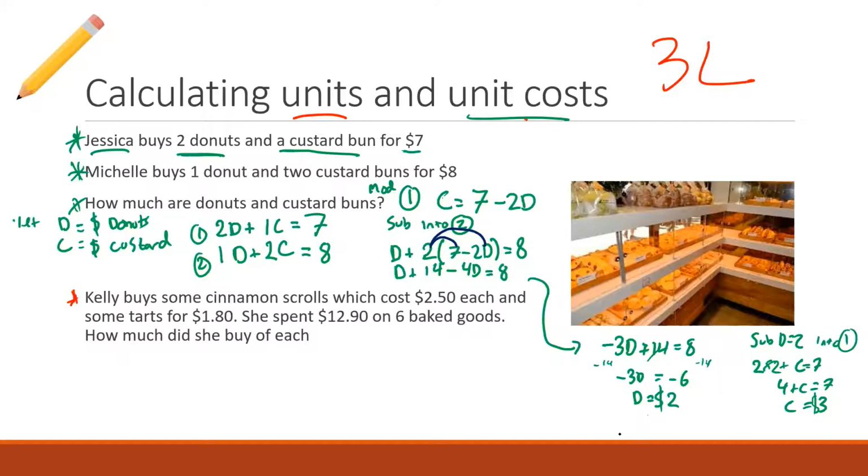So what we've done here is we've said, I know the price. If I take the price of donuts plus the price of custard bun, that comes out to $7. If the price of donuts plus the price of 2 custard buns comes out to $8, I can then find out how much each individual will cost. So this is finding out the unit cost. If there's any questions now, let me know before I move on.